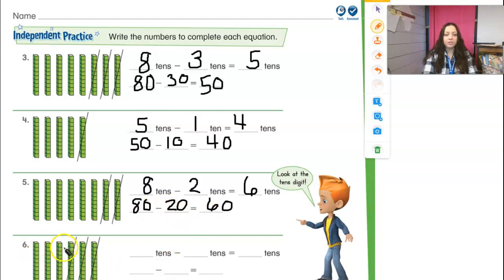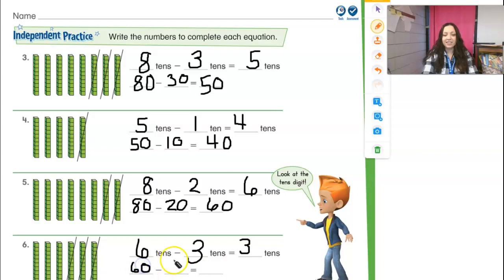1, 2, 3, 4, 5, 6. Okay, I took away 1, 2, 3. You guys know what 6 take away 3 is, because 3 plus 3 is one of our doubles facts. 6 take away 3 is 3. Very good. So 6 tens is how much?